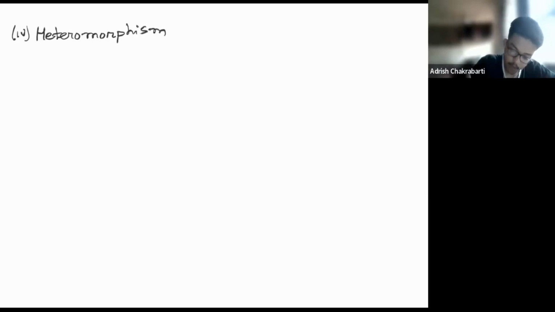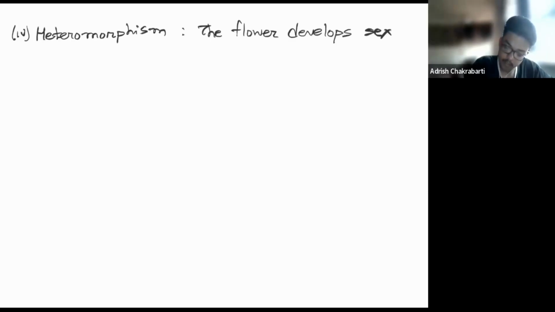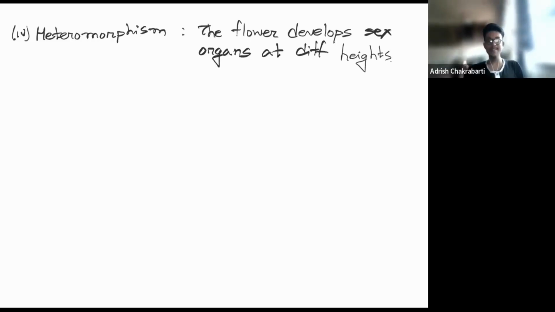Heteromorphism. So in this condition, what happens? The flower develops sex organs at different heights. So if, in any exam, maybe a board exam or whatever, the difference comes between self-pollination and cross-pollination, you can just consider one set of points. Like I have given you 4 points for cross-pollination. Consider all of them and just do the reverse for self-pollination.